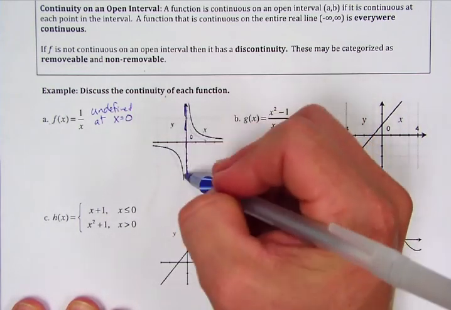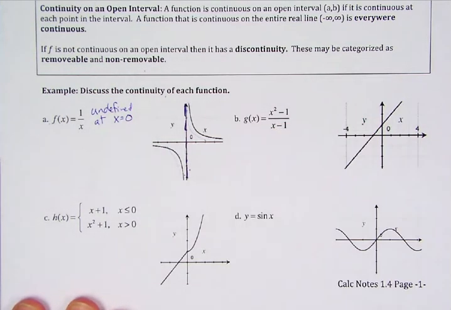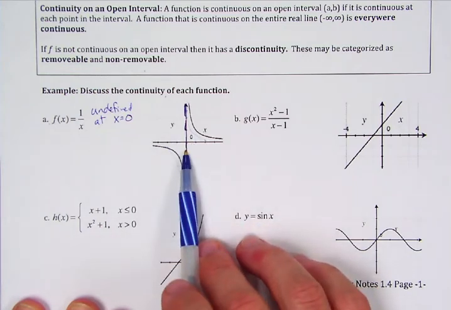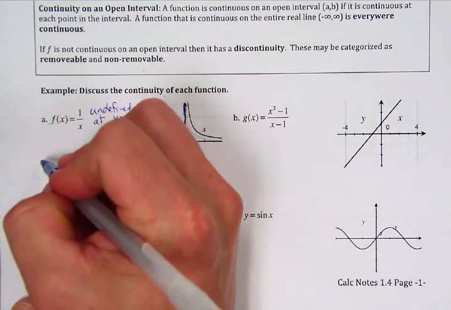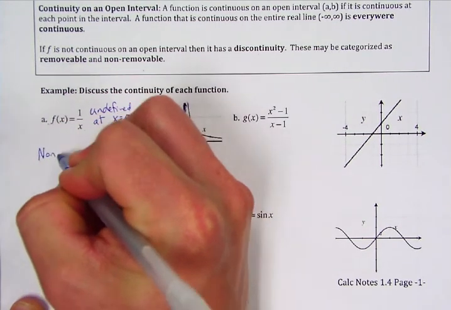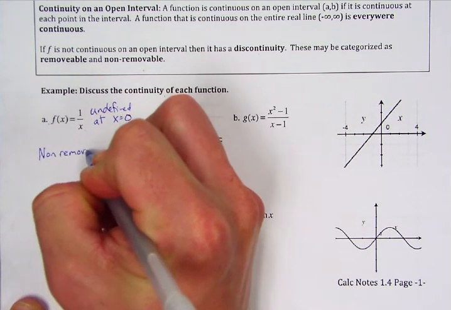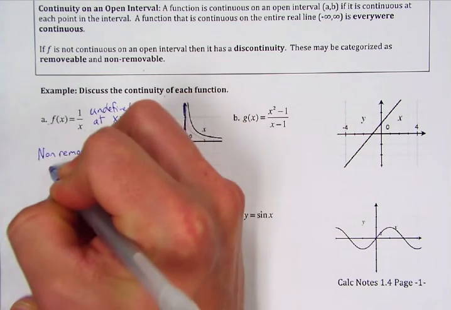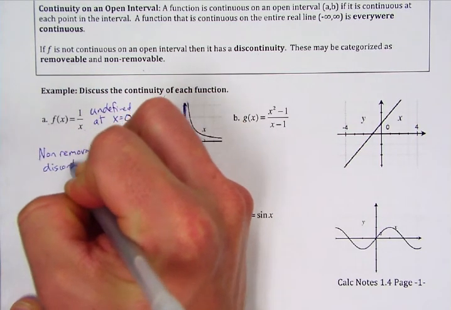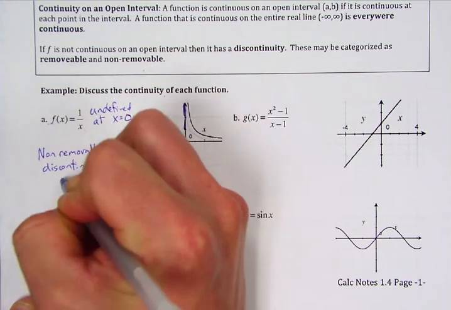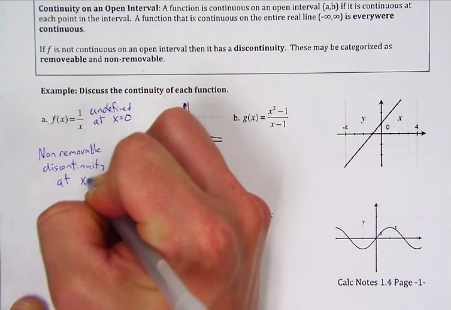So how would we describe the continuity? Is this a removable or non-removable discontinuity? Well, in this case, this is a non-removable discontinuity at x equals 0.